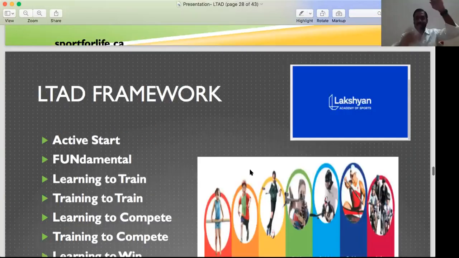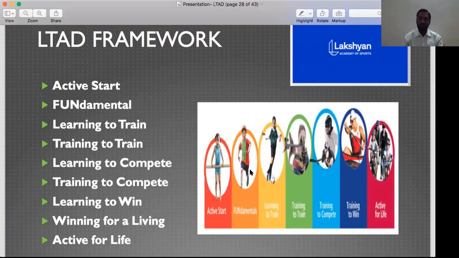So what exactly are the 9 steps of this framework? It starts with an active start. That means the child needs to start playing. Then you have to create a fundamental of the child. Then you have to teach him to learn to train. Then it goes to train to train. Then it goes to learn to compete. Then it goes to train to compete. Then learn to win, winning for a living, and active for life.